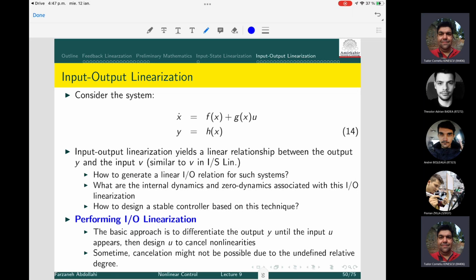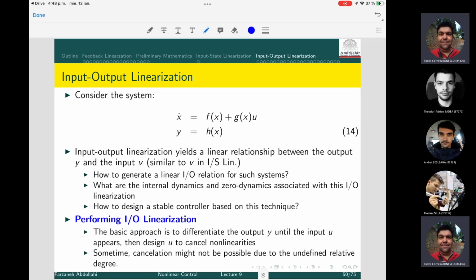Now, we can also do input-output linearization. Look at this system. Input-output linearization yields a linear relationship between the output Y and the input V. How do you generate such a relation? What's the internal dynamics and the zero dynamics associated with this linearization? How to design a stable controller based on this technique? These are the main questions. The basic approach is to differentiate the output until the input U appears. So you have to compute the relative degree first of all, to be able to see the pole zero excess.